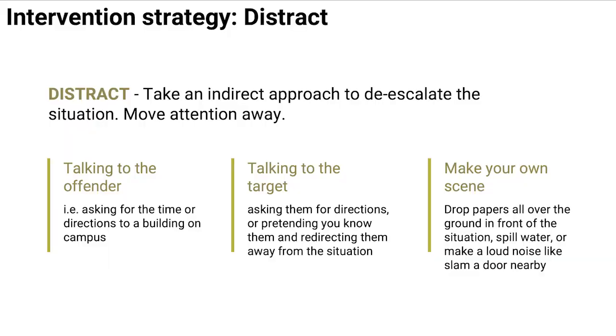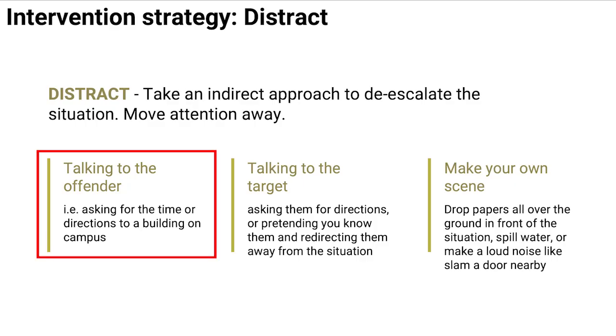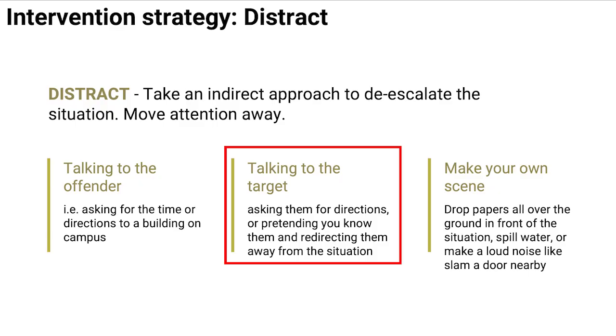However, a student or early career researcher may not feel safe enough doing so. The second D of intervention, distract, is often a safer way to intervene in a situation. For example, you could create a distraction by talking to the offender, asking for the time or assistance with preparing, deploying, or moving a field instrument. You could distract by talking to the target, asking them to help prepare for a deployment, or pretending you know them and redirecting them away from the situation.